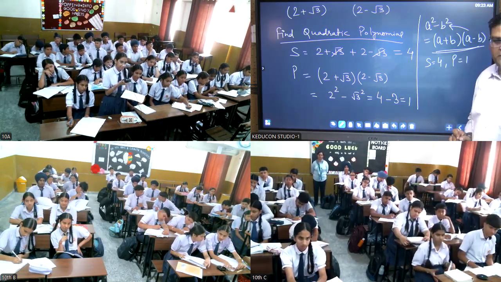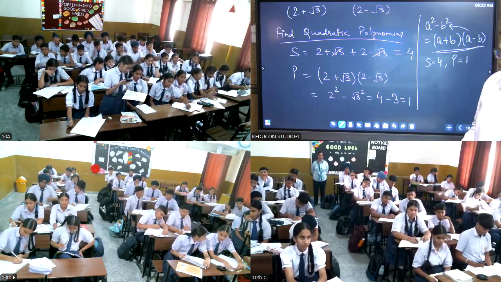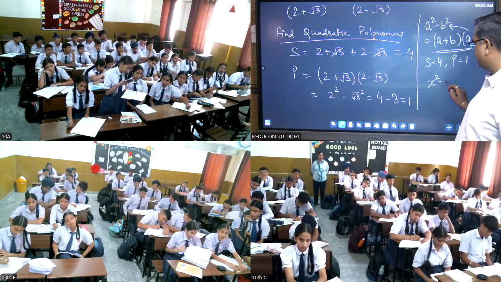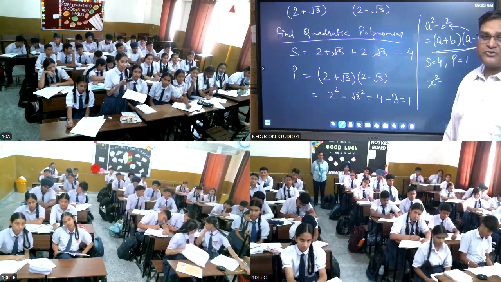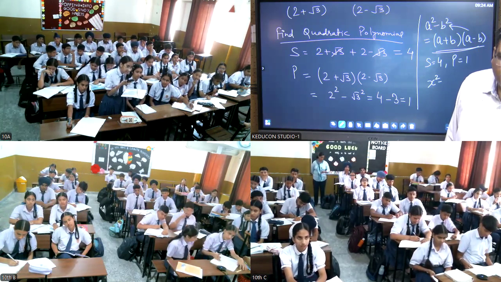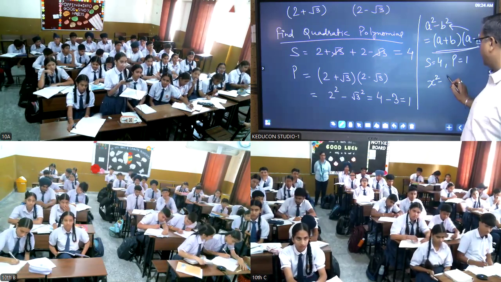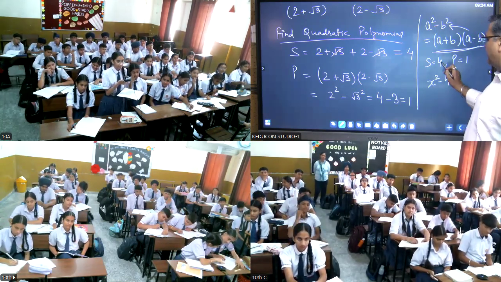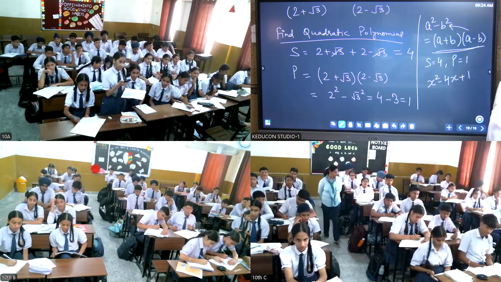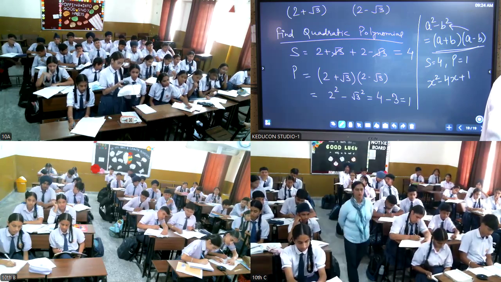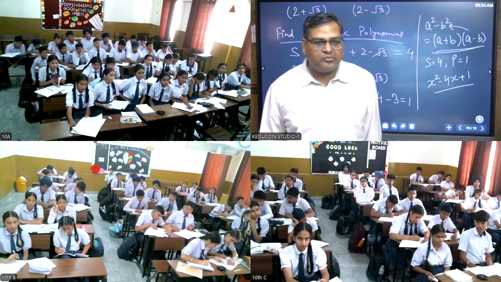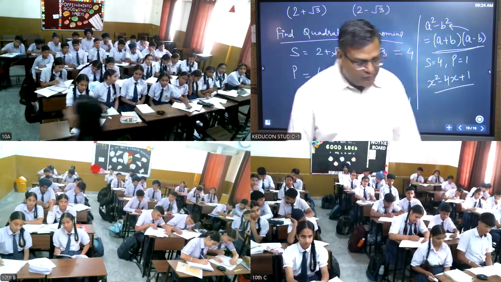The polynomial now. Sir, we have to apply the formula of x square minus sx plus p. Minus sx, right? So minus into s is 4 plus p. Is this clear, students? Yes or no? Any doubt? Please sit down. Now we move to the next question, students.